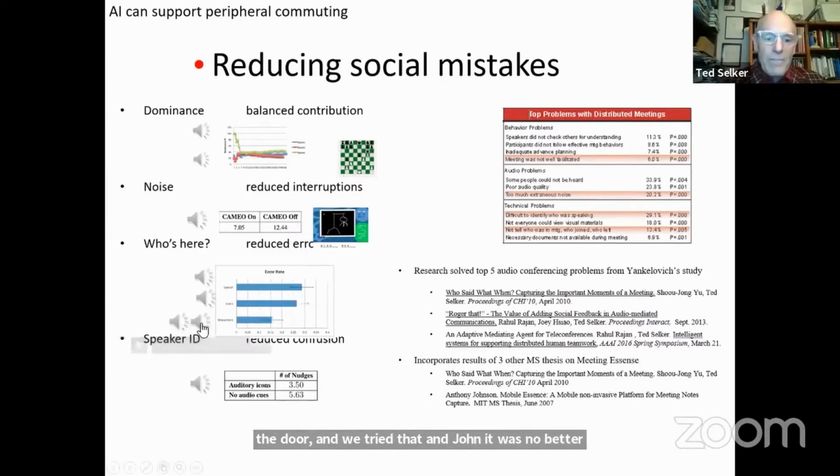But when we tried a metaphor of leaving or entering being a statement or a question, we got half the number of errors. And let me play you what that sounds like. Here's Ted coming in, John, and here's him leaving. John? It's just a little question mark at the end. And that little question mark at the end, people interpreted very easily.